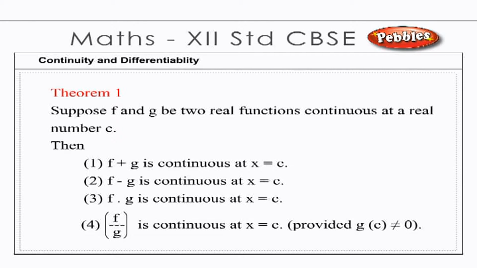Theorem 1. Suppose f and g are two real functions continuous at a real number c. Then f plus g is continuous at x equal to c. f minus g is continuous at x equal to c. f dot g is continuous at x equal to c. f by g is continuous at x equal to c, provided g of c is not equal to 0.